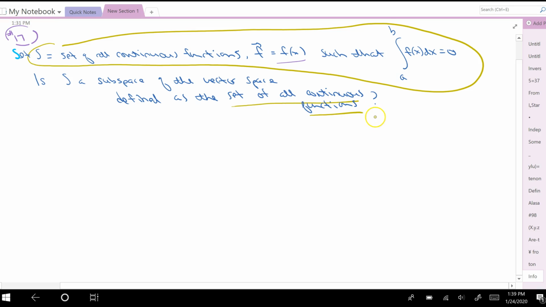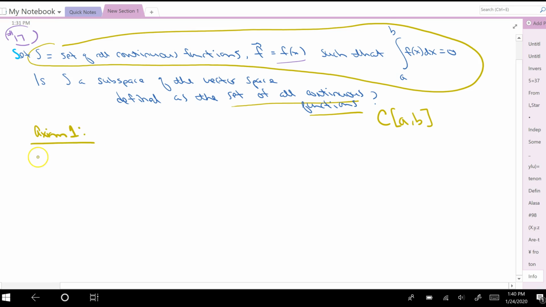I think they may have used the notation C on [a, b], which just means the set of all continuous functions over the interval from a to b. So the vector space is the set of all continuous functions on the interval of x from a to b. The question is, is S a subspace? Well, actually, this doesn't have to do with span at all. This is just subspace. Let's just go ahead and do it. To determine if a subset is a subspace, let's look at axiom 1.